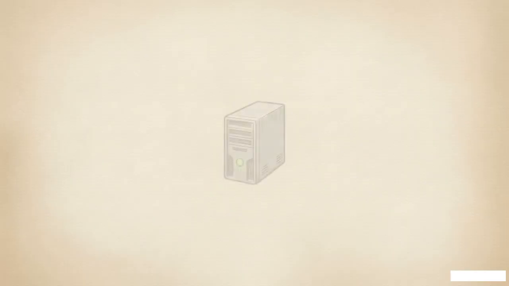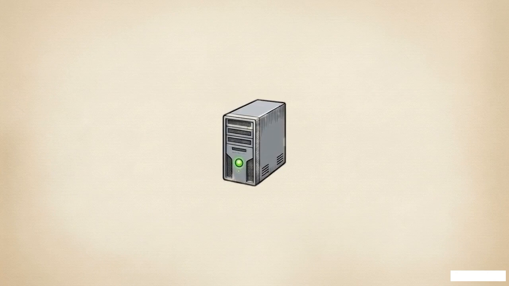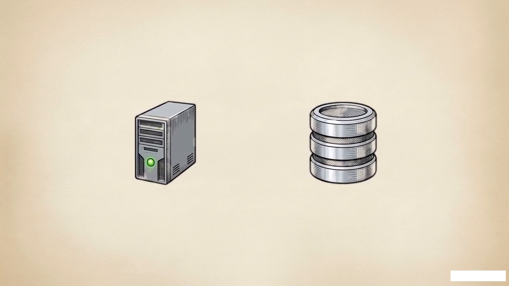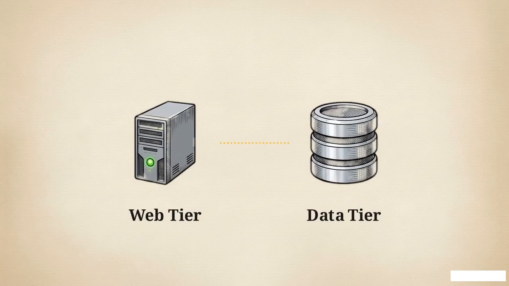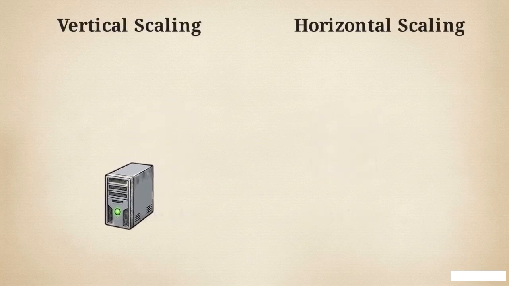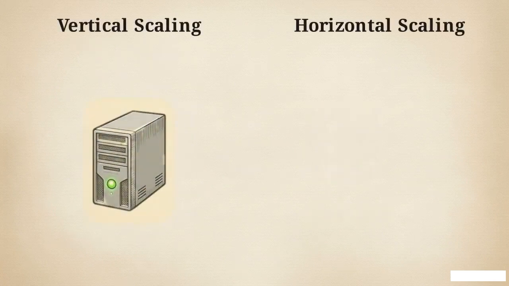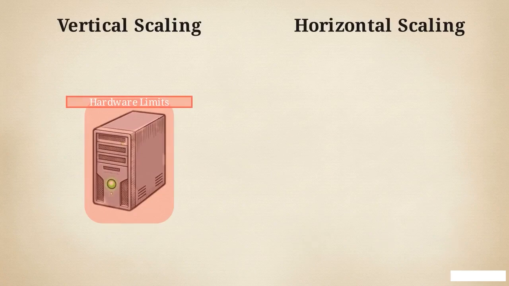To survive exponential growth, the application has to evolve from a single, dense object into a distributed ecosystem. The first step is isolation. We physically pull the database out of the web server and put it on its own machine. Now, the web tier and the data tier can be managed separately. This forces us to confront how we scale. Vertical scaling adds power to an existing machine. Horizontal scaling adds independent machines to a shared pool.